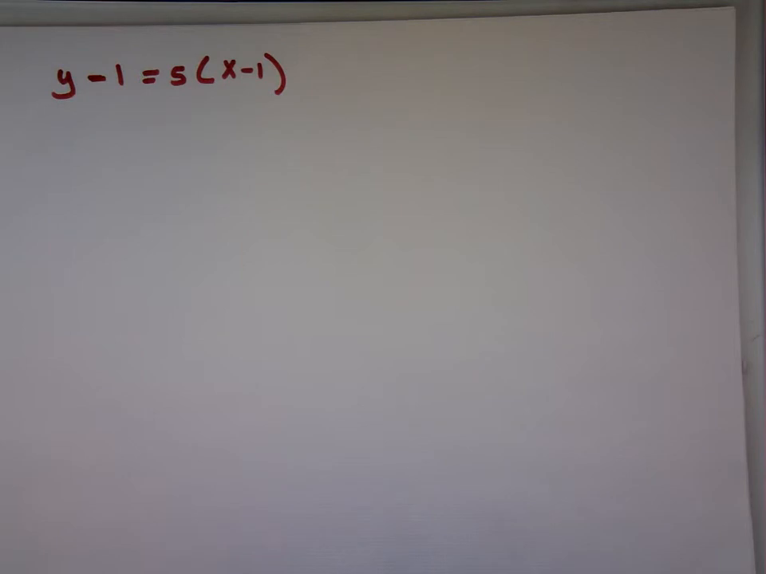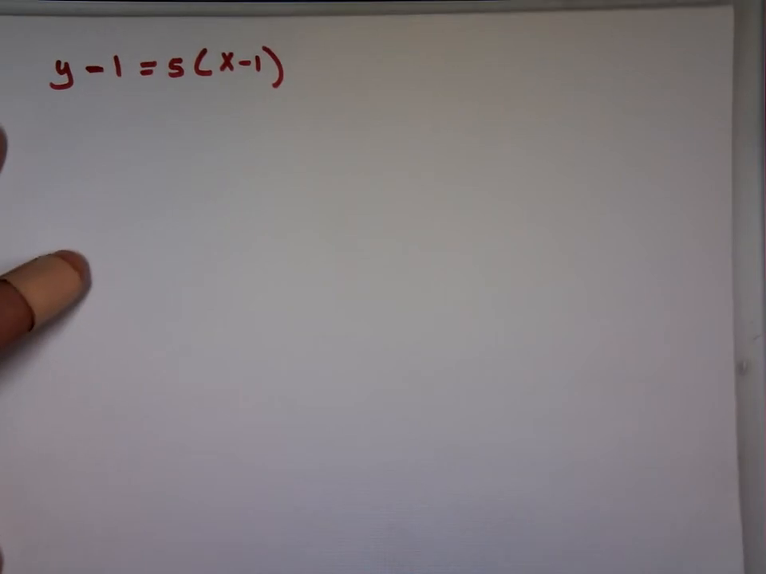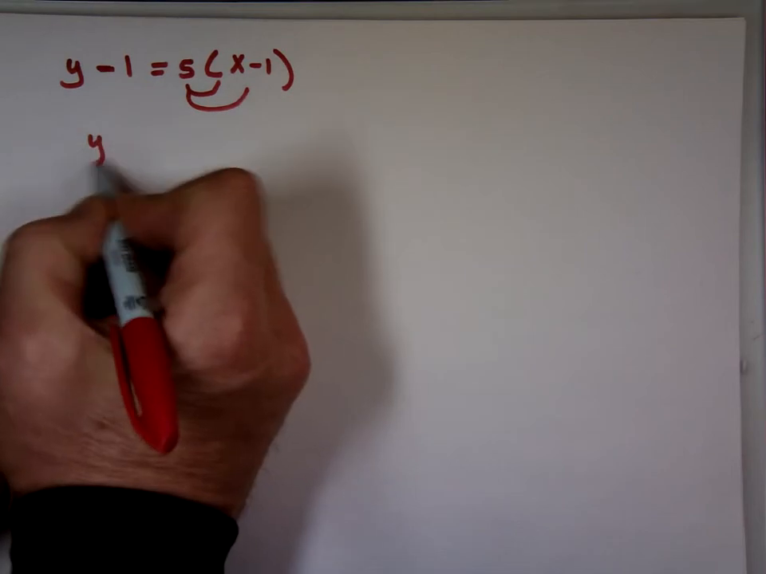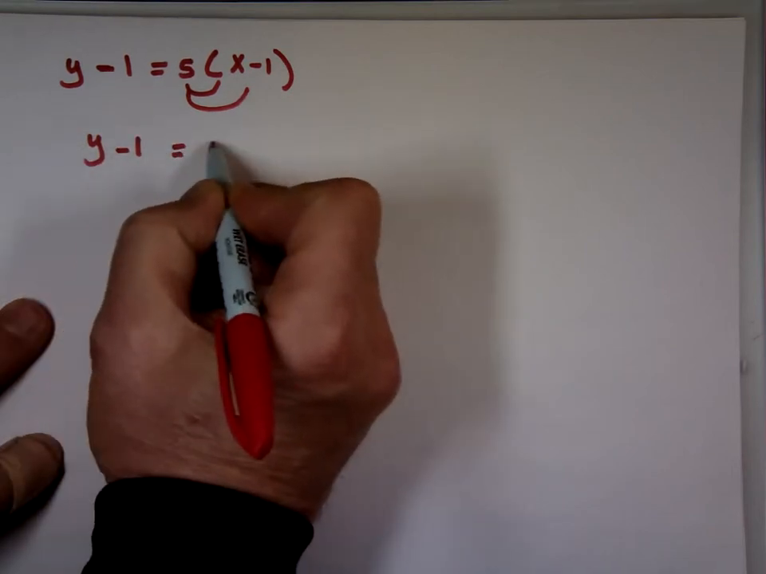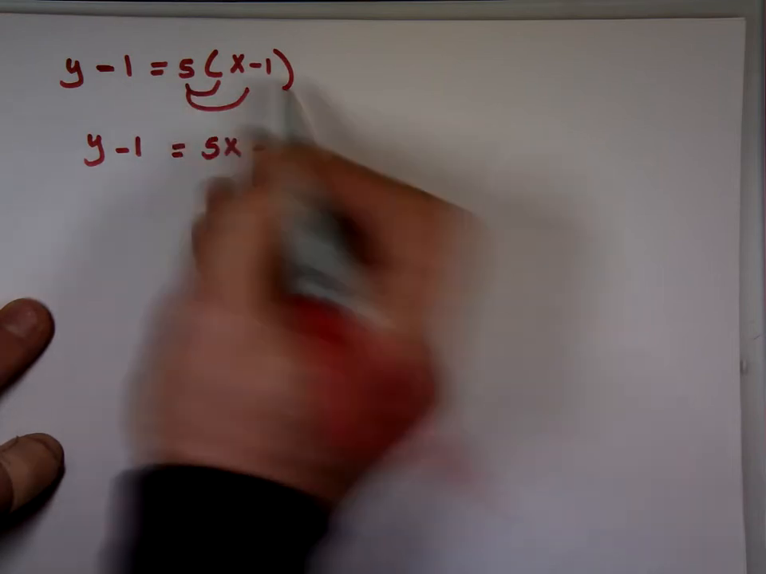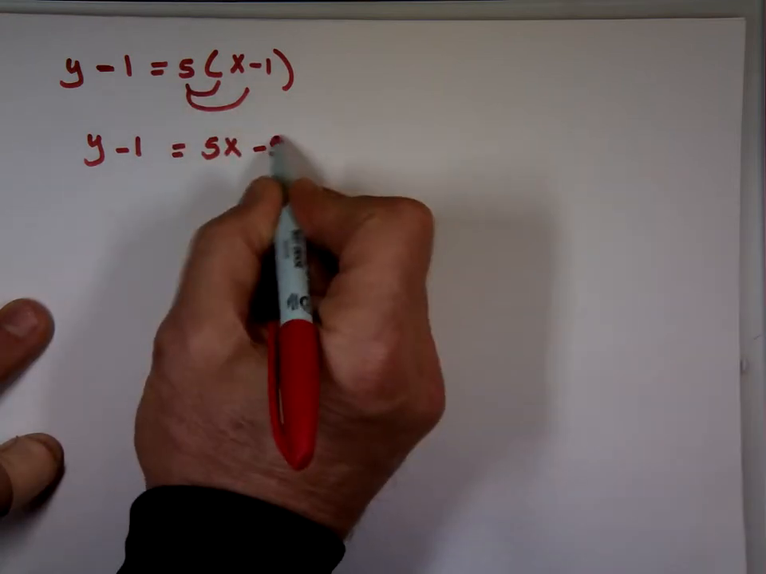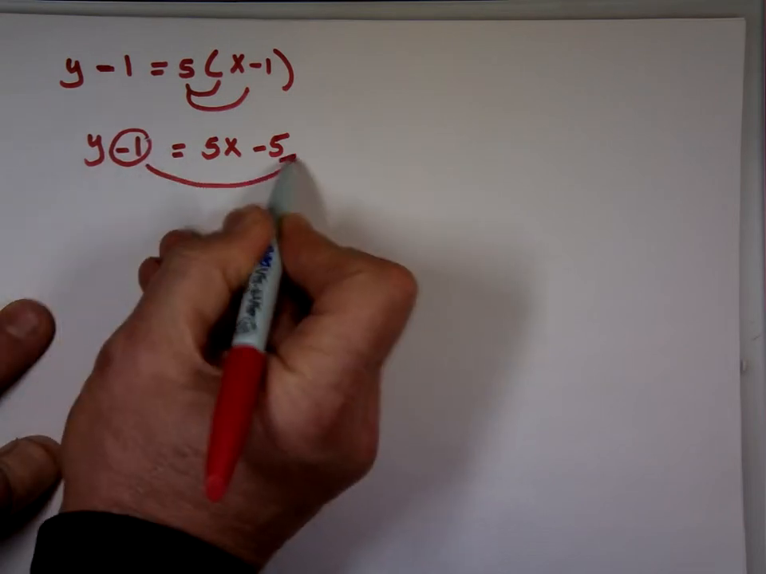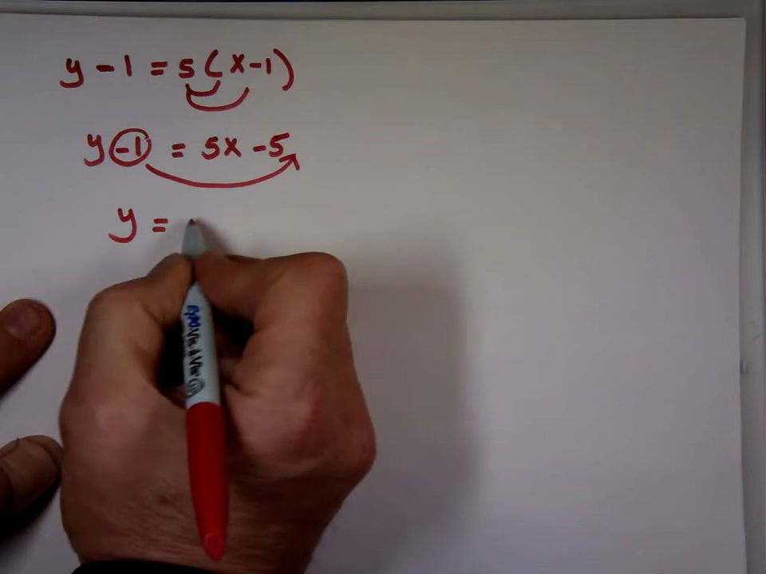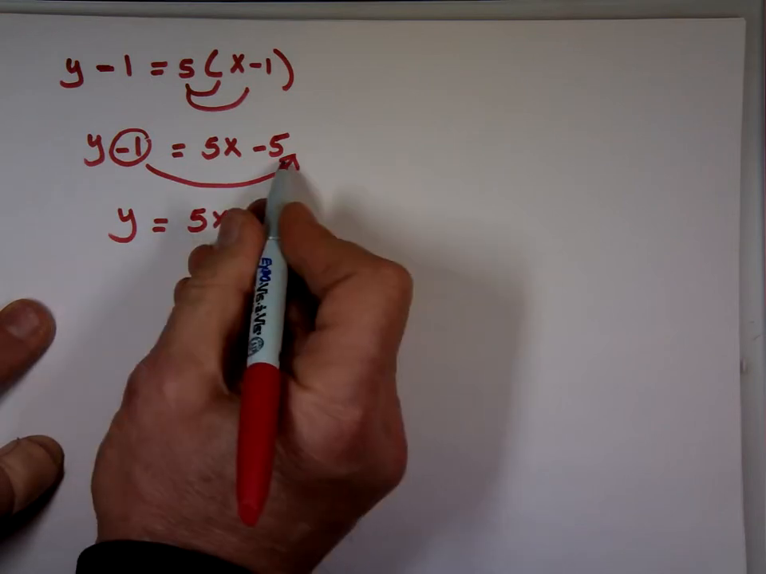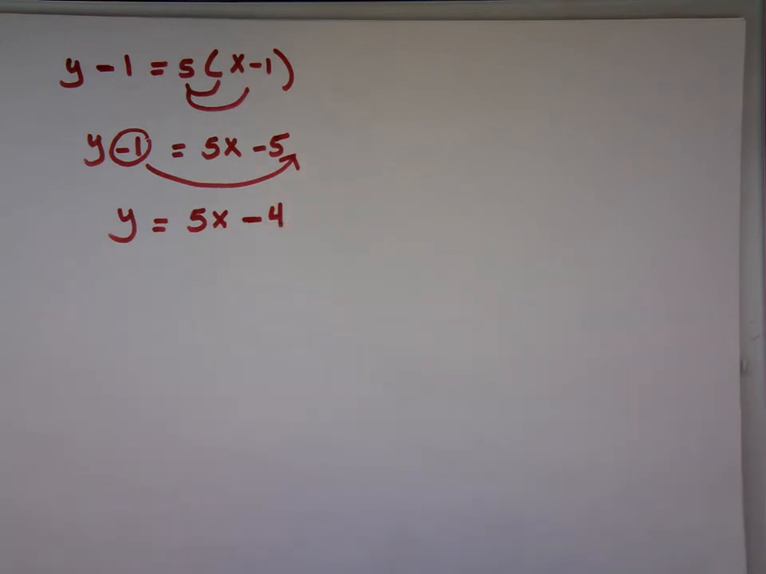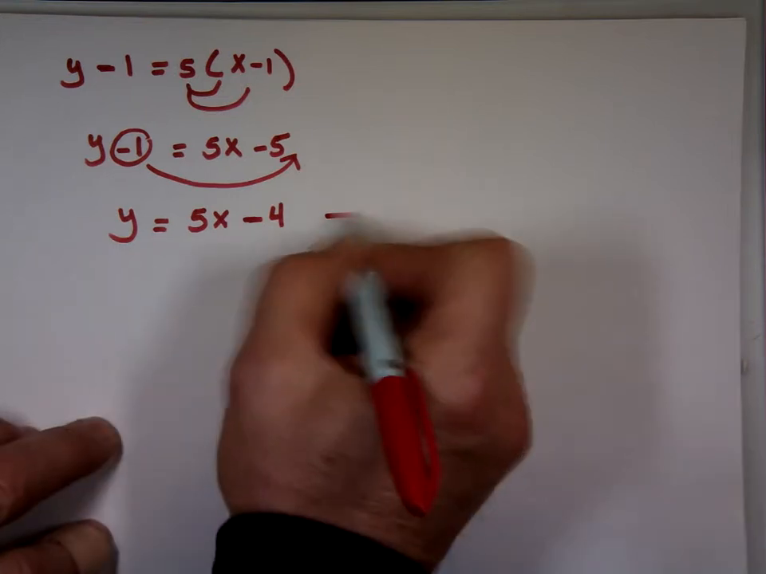But if you're given a problem like this and you want to graph it, first thing you want to do is clean it. You need to distribute that through. Y minus 1 equals what? 5x minus, what's 5 times 1? 5. Move the minus 1 to the right side. Again, change side, change sign. You have what? y equals 5x. What's minus 5 plus 1? -4. So this does not look like the slope-intercept. This is the slope-intercept form.